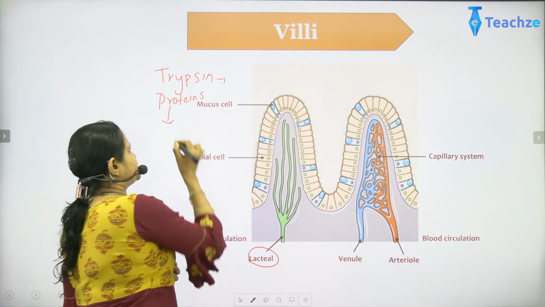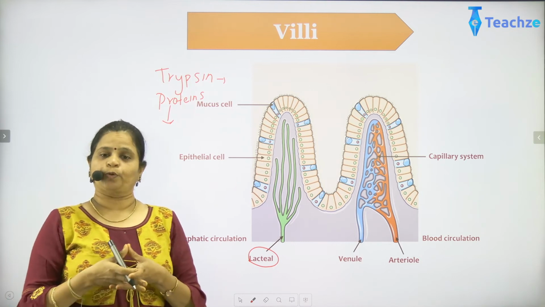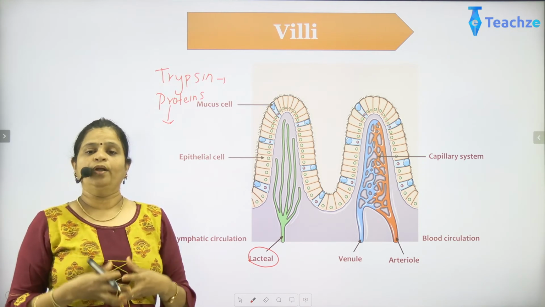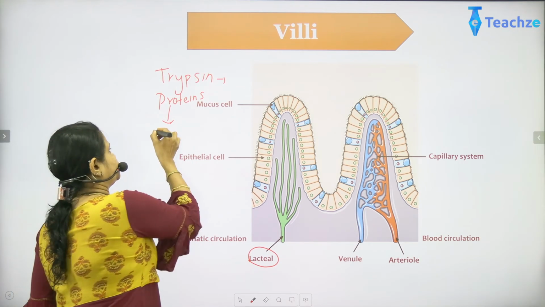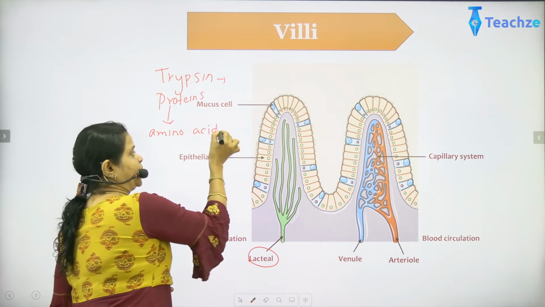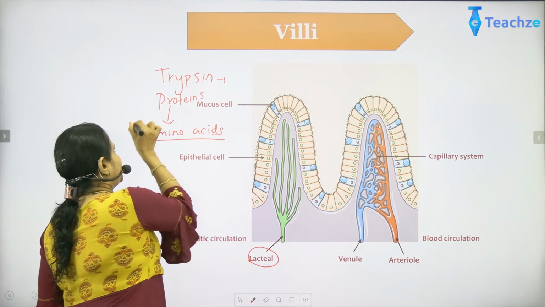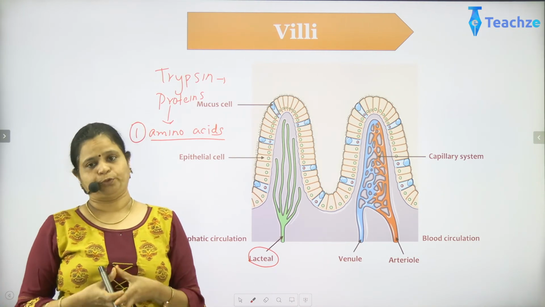Now this trypsin will break down the already digested peptones from the proteases in the stomach, along with the leftover proteins, and they are finally digested into amino acids. Now the final product of digestion for proteins will be the amino acids. That is the simplest form of proteins.